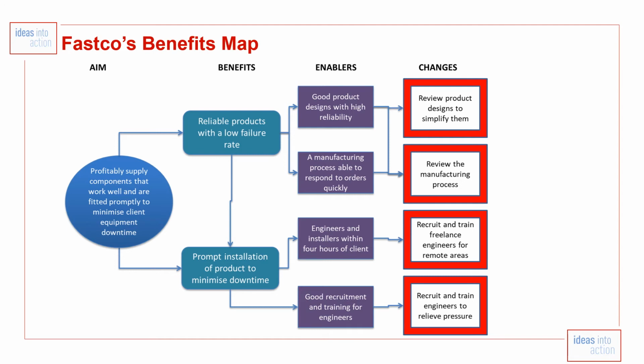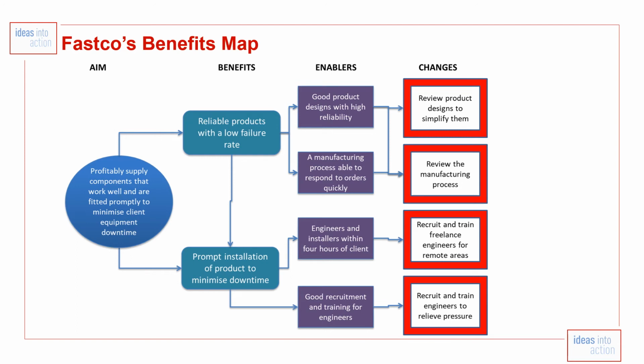And the changes that are needed to deliver these enablers and therefore the benefits are: for the first benefit, we need to review product designs in order to simplify them, and we also need to review the manufacturing process. For the second benefit, we need to recruit and train freelance engineers for remote areas, and we need to recruit and train permanent engineers to relieve pressure at busy times.